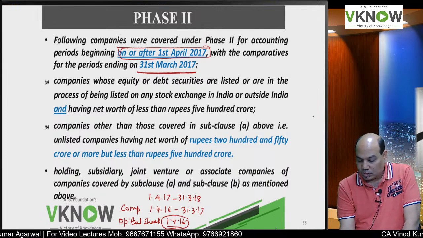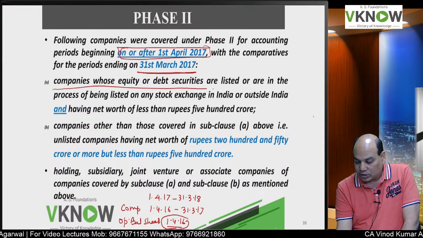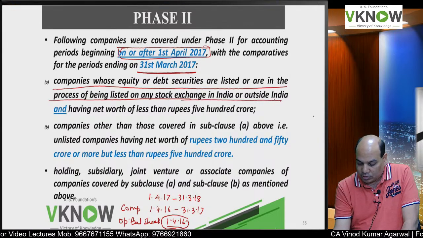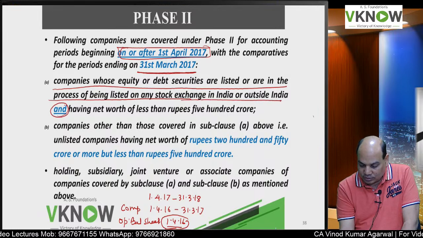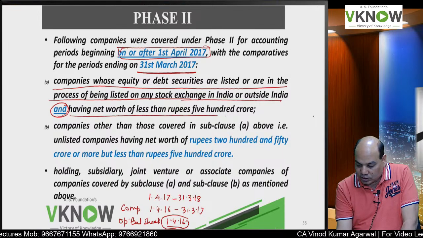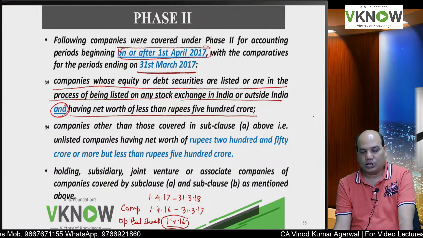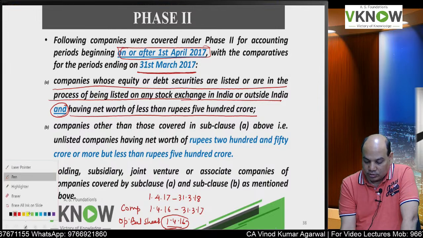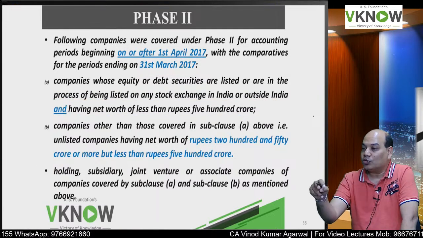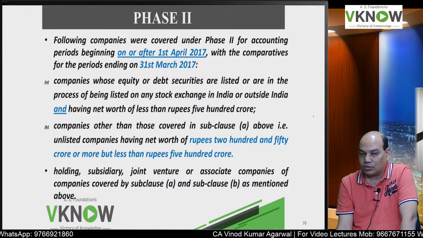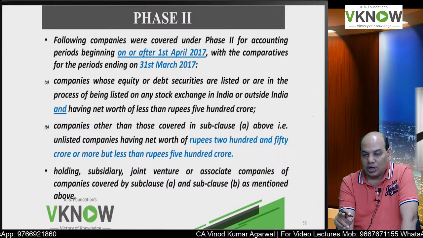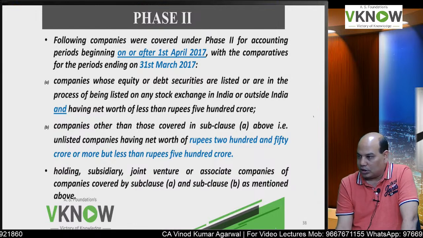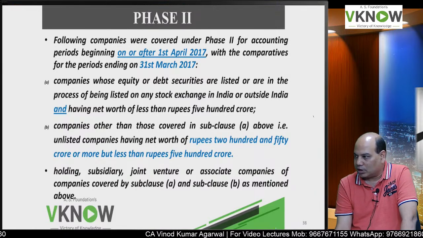So which companies were covered? Companies whose equity or debt securities are listed or in the process of being listed on an Indian stock exchange or outside India, and having net worth of less than rupees 500 crore. Understood? What is the difference here? In phase 1, listed plus net worth should be greater than or equal to 500 crore, but in phase 2, listed but net worth is less than 500 crore, that means only listed company. All listed companies will get covered now.